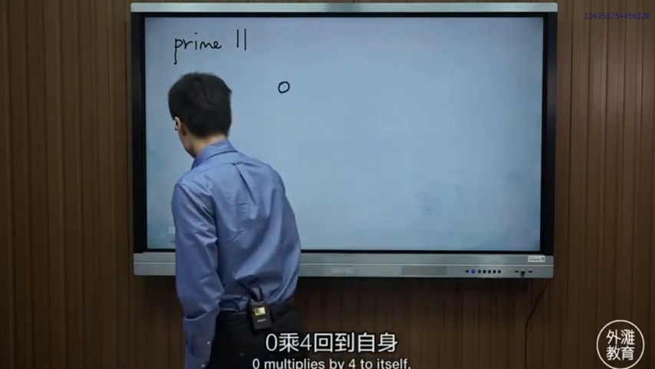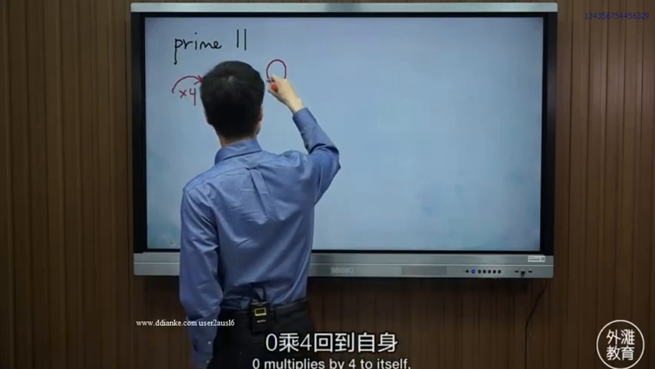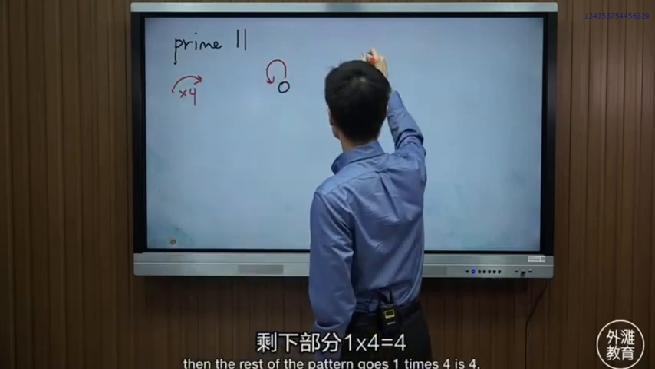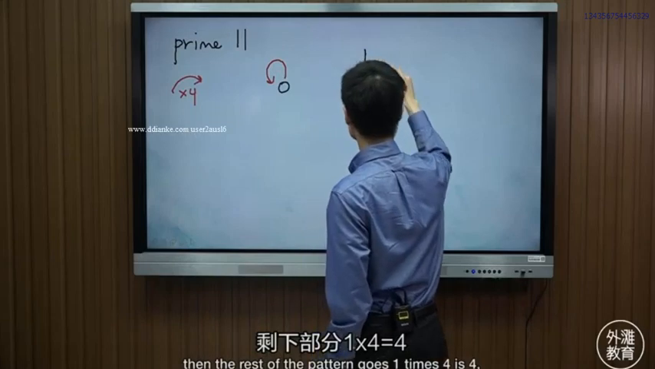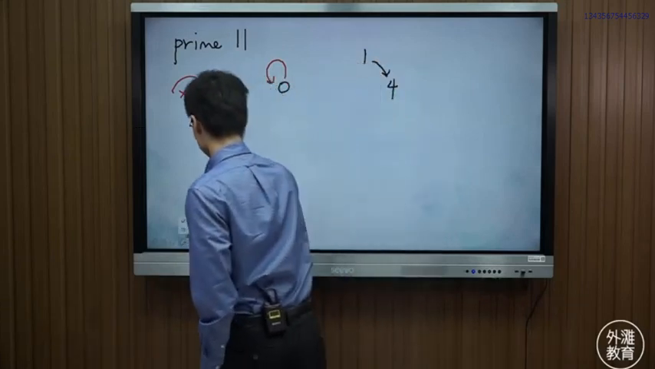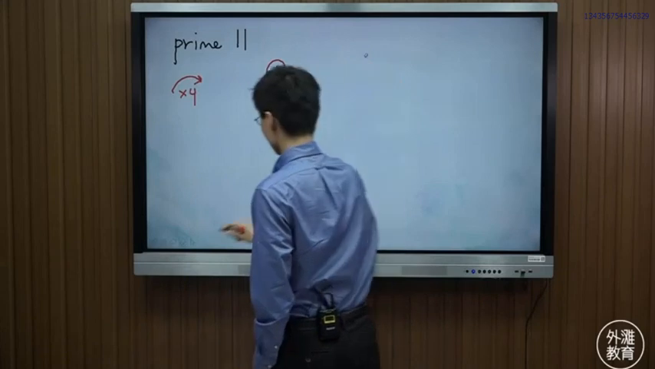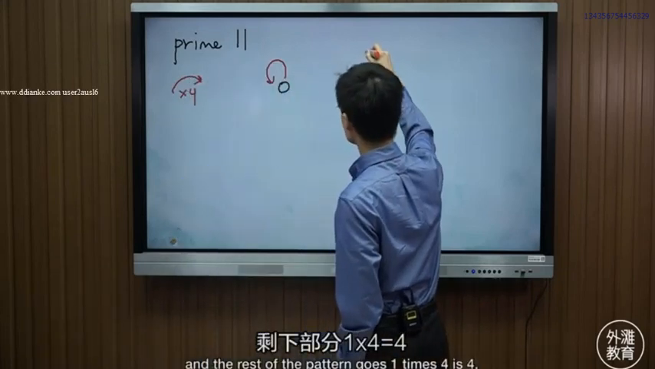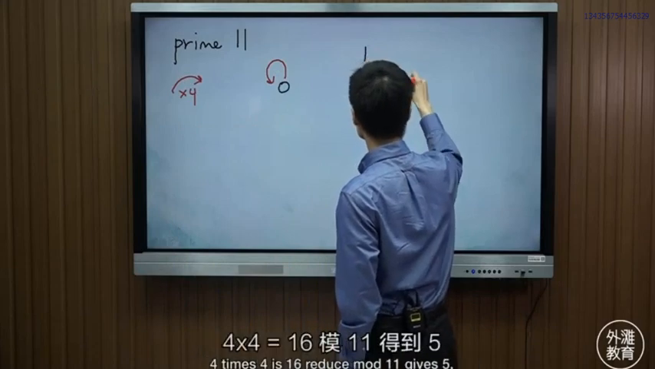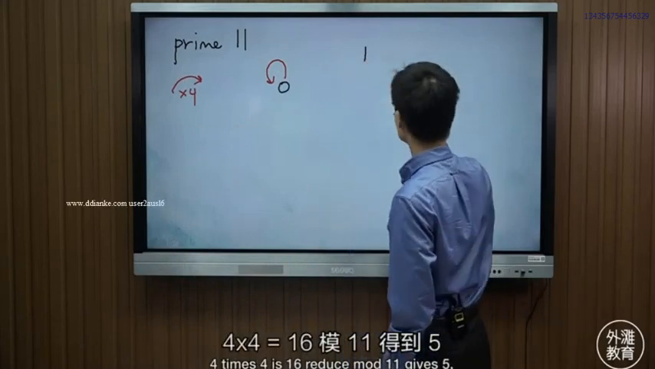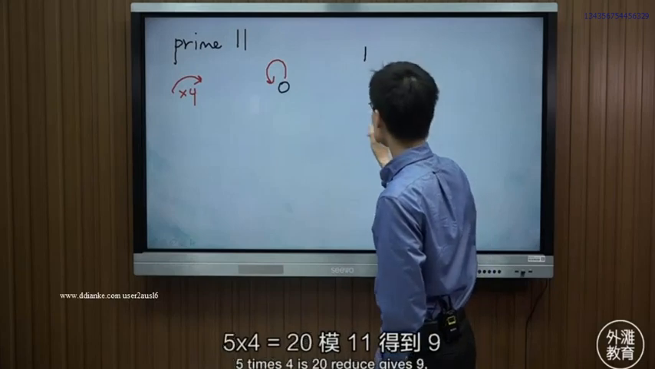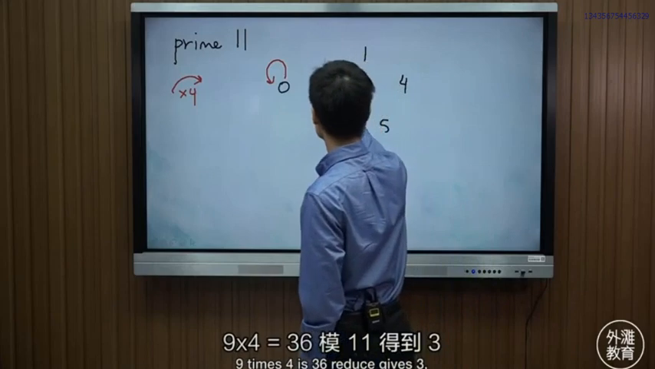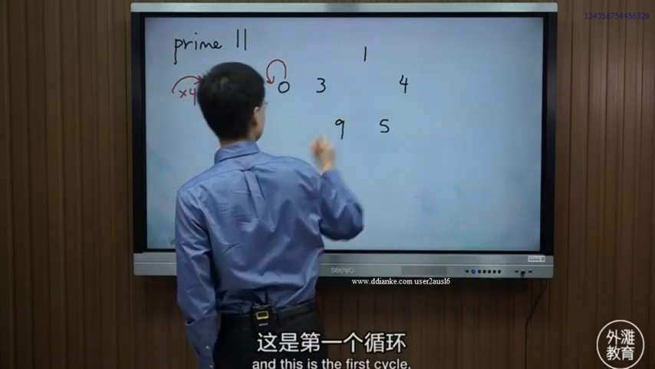0 multiplies by 4 to itself. And then the rest of this pattern goes 1 times 4 is 4. 4 times 4 is 16. Reduce mod 11 gives 5. 5 times 4 is 20. Reduce gives 9. 9 times 4 is 36. Reduce gives 3. And this was the first cycle.